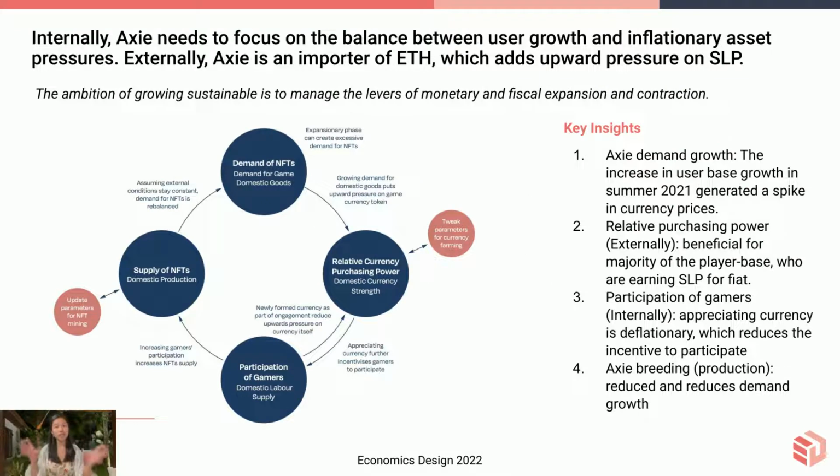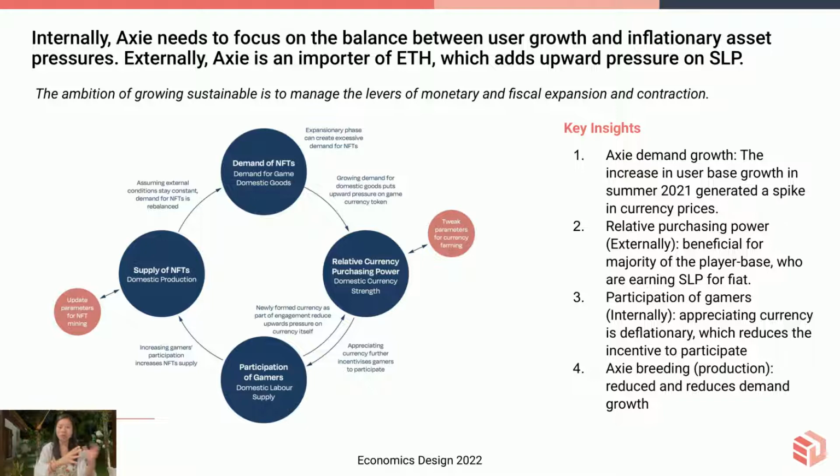So what does the value cycle look like? Internally, Axie needs to focus on the balance between user growth and inflationary asset pressures. Remember, every time there's huge user growth, there's 3 times the inflationary pressure because every user needs to have at least 3 Axies. So there is a steep curve of inflationary pressure because of the growing amount of users. That's internally. Externally, Axie is an importer of ETH. Things are paid in ETH, which adds to the upward pressure on SLP. And this affects the opportunity cost to hold SLPs, which adds to selling pressure in the market.